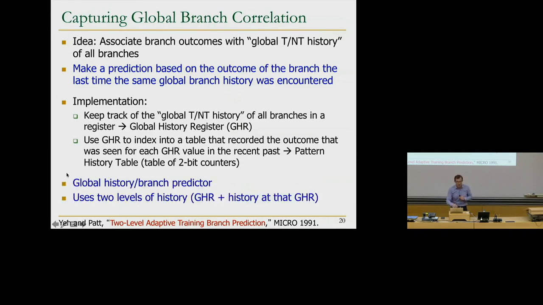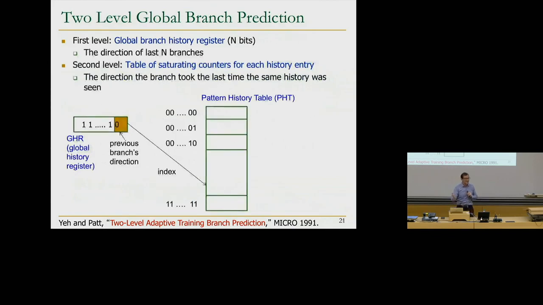Why is it 2-level? Because it uses 2 levels of history. You don't just look at the outcome of this branch last time. You look at the history in the global history register. Where did the past n branches go? And what was the outcome that I had for this branch based on that particular history the last time I saw it? Not necessarily the last time I saw it, but with some hysteresis, depending on how many bits of counters you have.